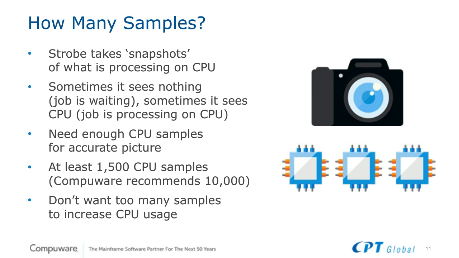Now, you need enough CPU samples for an accurate picture. If you don't get enough, you really can't trust what Strobe gives you. My rule of thumb is I want to have about 1,500 CPU samples before I really trust what Strobe gives me. But Compuware recommends 10,000, don't they, Spencer, which is a bit more than me.